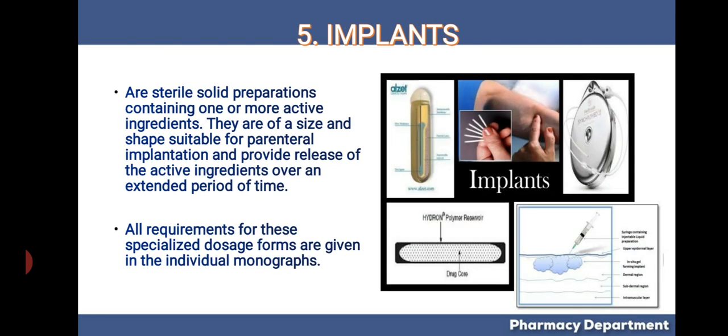Next, implants. So these are solid preparations containing one or more active ingredients. They are of a size and shape suitable for parenteral implantation and provide release of the active ingredients over an extended period of time. All requirements for these specialized dosage forms are given in the individual monographs. So ang pinaka-common sa implants are the contraceptive implants, kung saan suppress ang pag-ovulate sang egg cells. Damo-damo sang different types of implants, pero ang pinaka-common lang gid is the contraceptive implants.